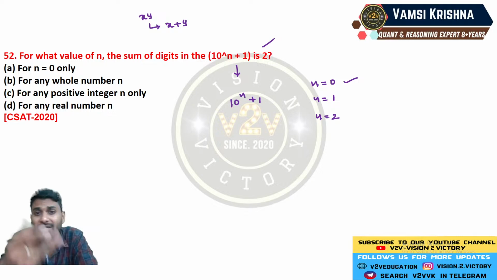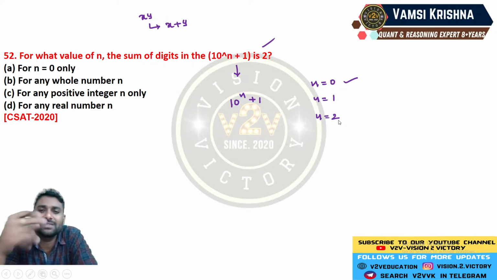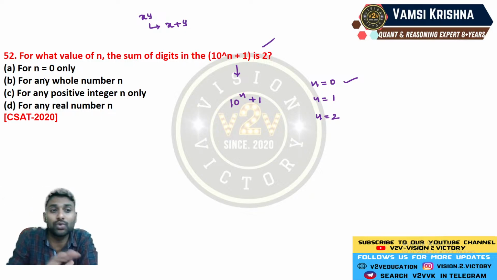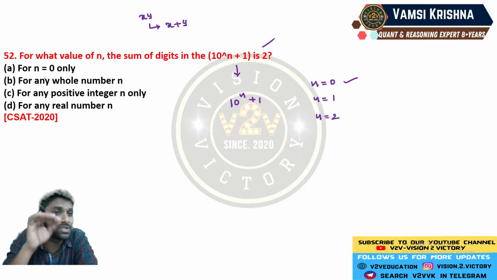1 plus 0 plus 1, again it is a 2. If you observe carefully, you can replace n with 0, 1, 2, 3. For any number you replace n with, the sum of the digits in the given numbers is always 2. That's why don't choose your option as n equal to 0 only. Then all numbers are possible.